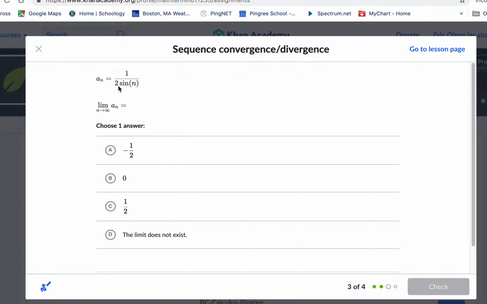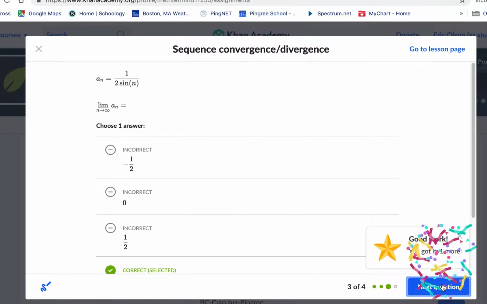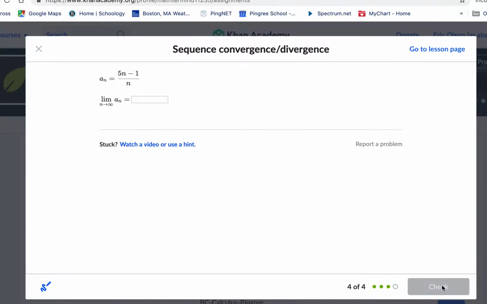What is 1 over 2 sine of n as n goes to infinity? That is just going around a cycle and it's oscillating, so that does not exist. And I'm looking for a little bit more complicated one. As n goes to infinity, this is going to 5, okay? So some of these are not tough.